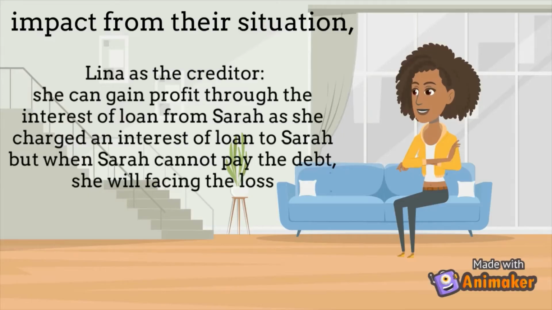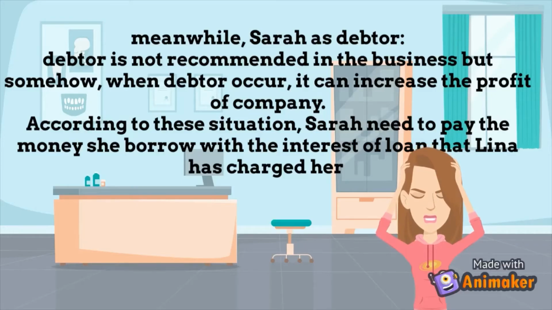As the creditor, Lena can gain profit through the interest on the loan that she charged Sarah, but when Sarah cannot pay the debt, she will face a loss. Meanwhile, as a debtor, Sarah needs to pay the money she borrowed with the interest on the loan that Lena has charged her.